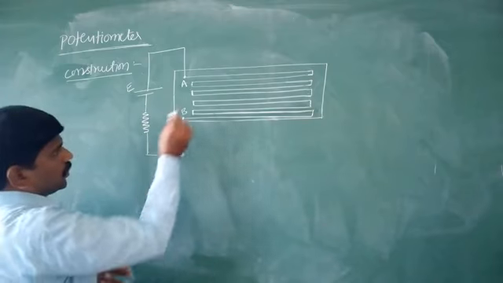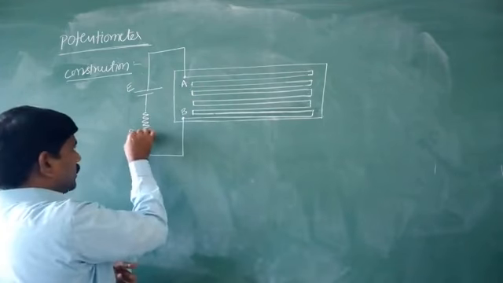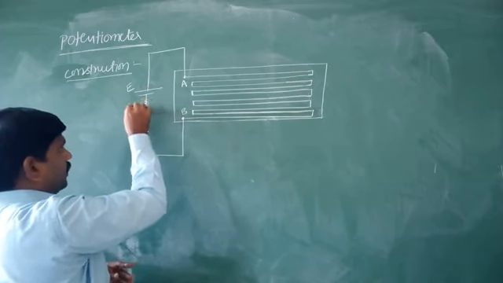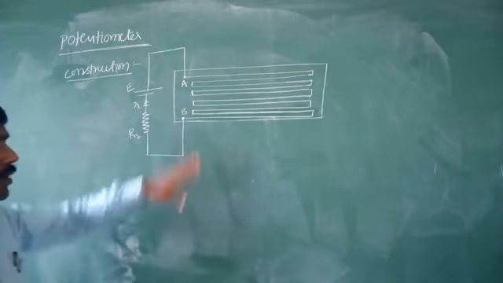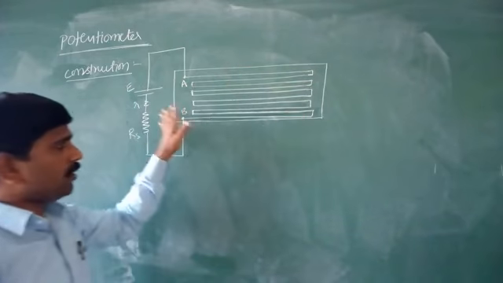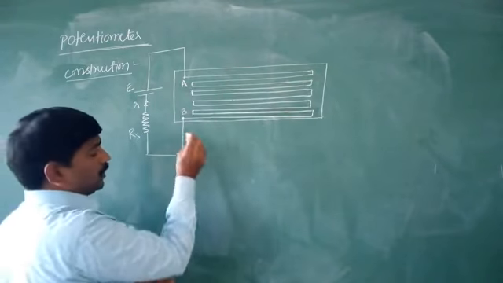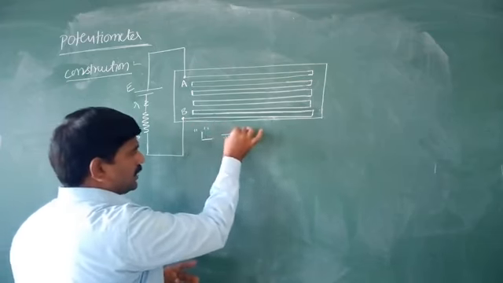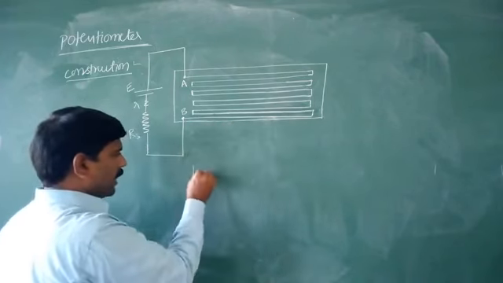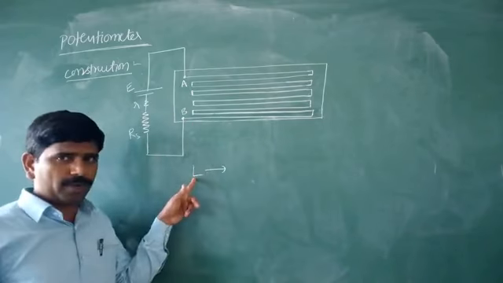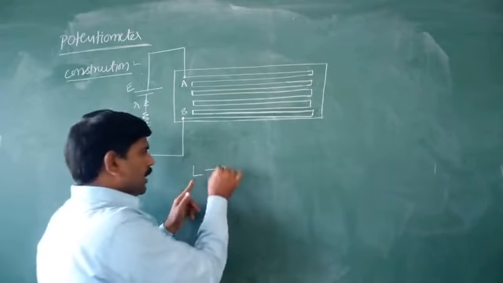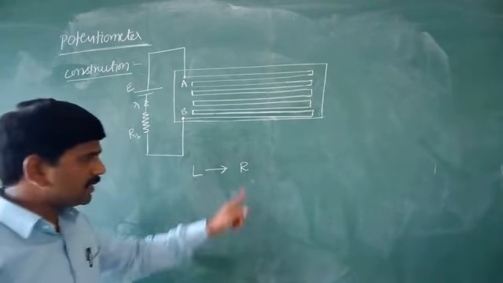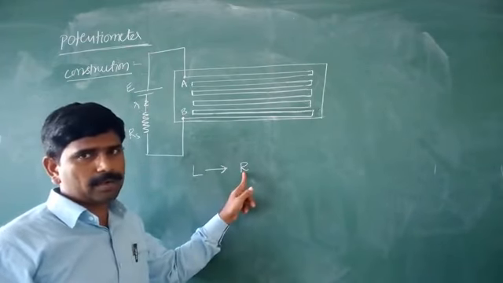Here, this is the internal resistance of the cell, which I am representing as small r. The length of the potentiometer wire is equal to capital L, and the resistance of that wire is equal to capital R.